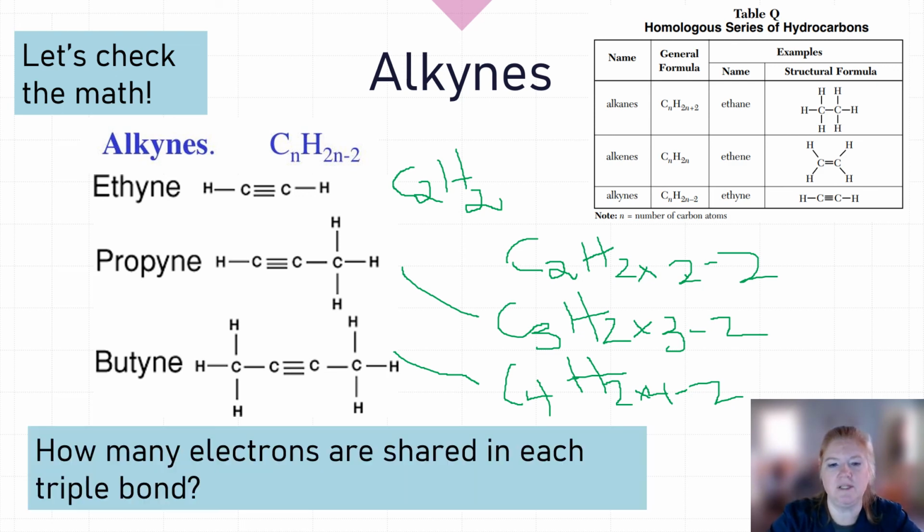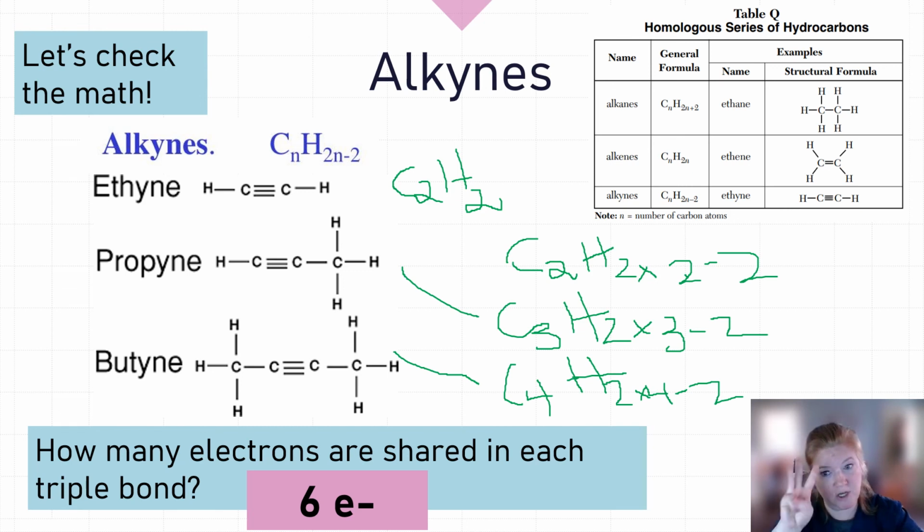So how many electrons are shared in each triple bond? 6 electrons. What if it asked me pairs? It would be 3 pairs. 6 electrons, 3 pairs.